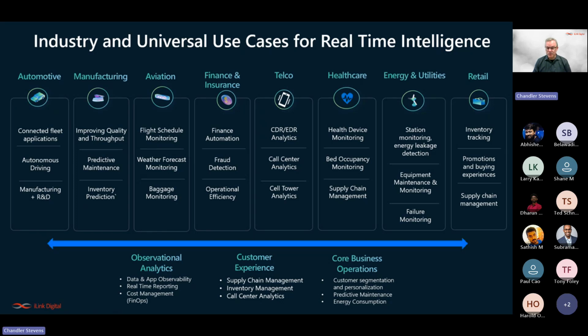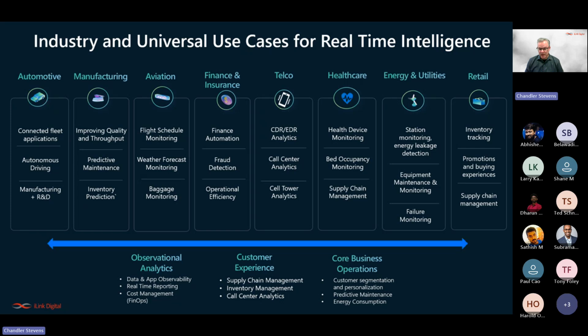By integrating both industry-specific and universal use cases, we can provide a more comprehensive and adaptable solution that caters to a broad range of needs. The balanced approach not only enhances the relevance of the solution, but also positions real-time intelligence as versatile and future ready. You can see here on the slide, there are a number of industry-specific use cases.